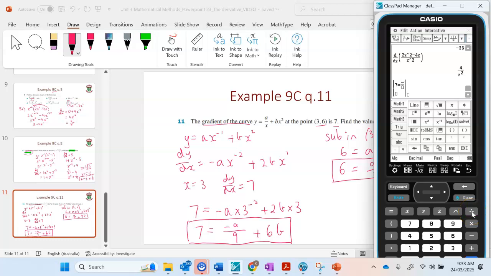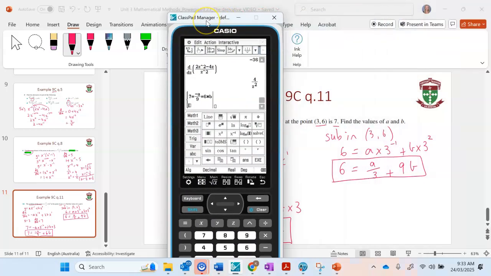All right, so negative a over 9 plus 6 times b. You can use x and y in place of a and b. Just be careful not to get them mixed up though. And then the second one is 6 equals a on 3 plus 9 times b. And then we're solving for a and b.